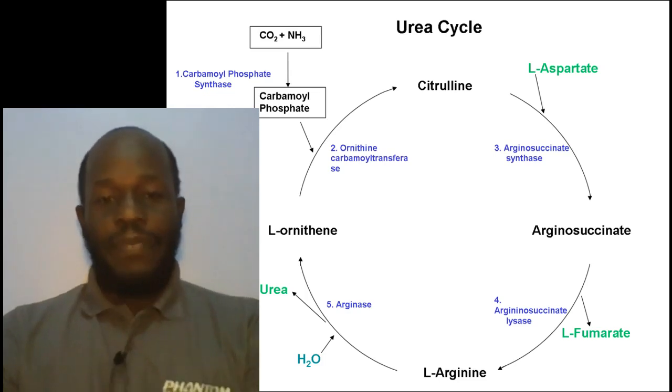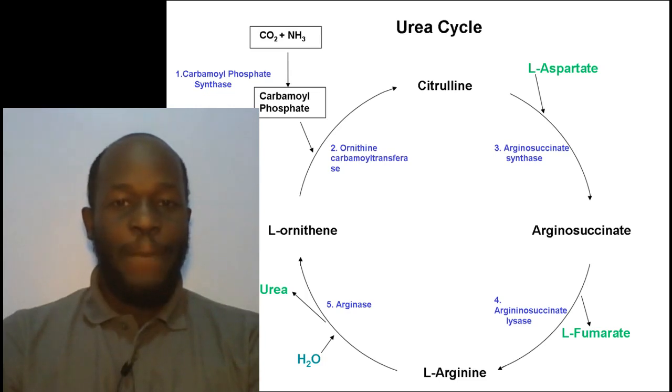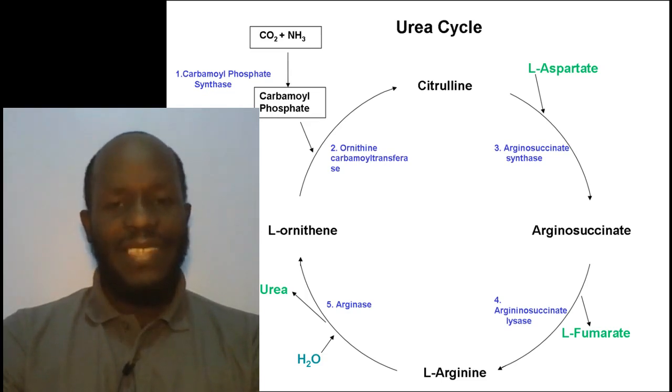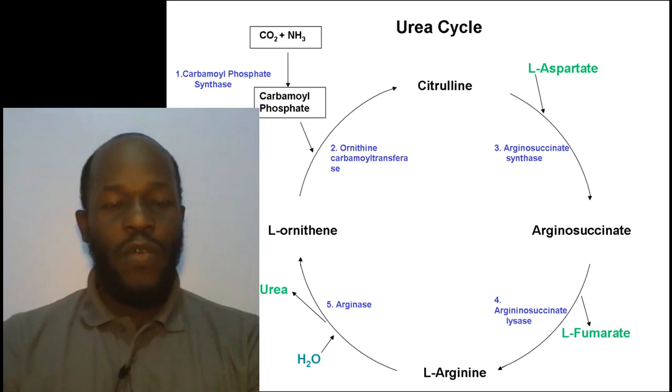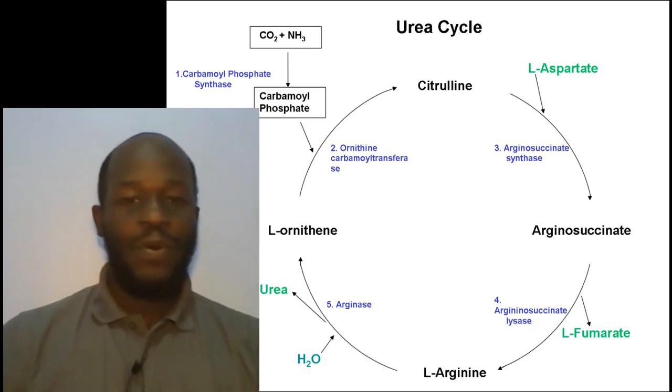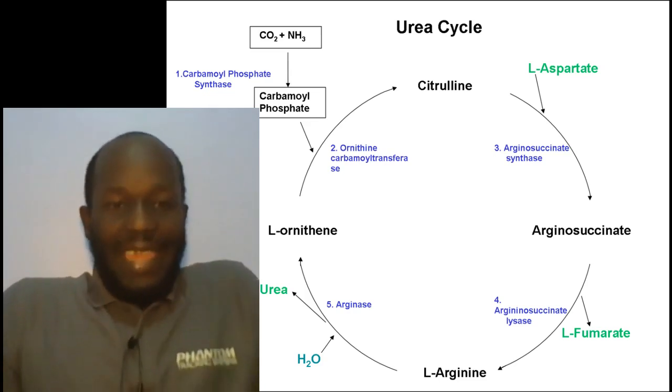So the third step, adeninosuccinate that we have produced by combining citrulline and aspartate through a condensation reaction, in the presence of an enzyme called adeninosuccinate synthetase. So the adeninosuccinate is cleaved off to form arginine and fumarate in the presence of an enzyme called adeninosuccinate lyase.